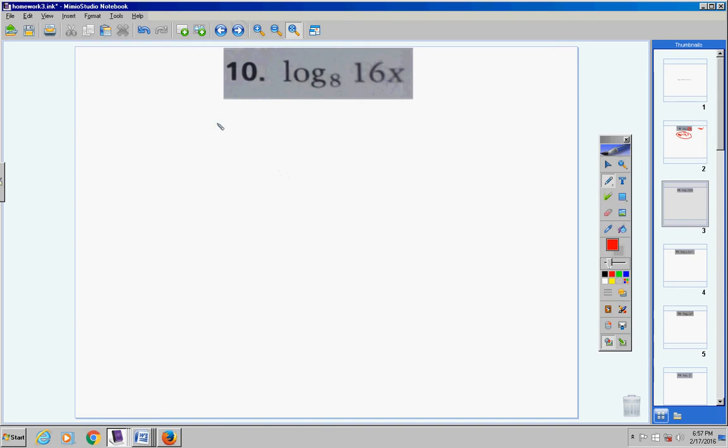Number 10. Okay, exact same thing. We're looking for multiplication, division, or exponents in the argument. Well, I have some multiplication. How many things am I multiplying? 2, a 16, and an x. So I want to write 2 logarithms. Logarithm base 8. Logarithm base 8. Now, the first part of my argument is 16. The second part of my argument is x.